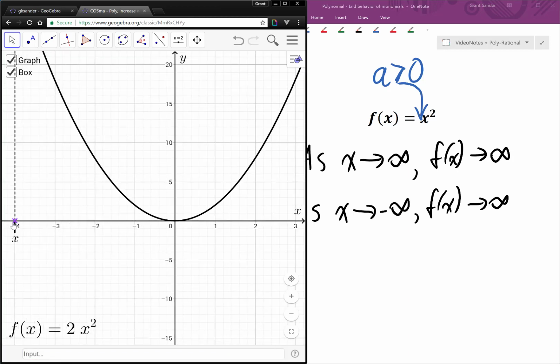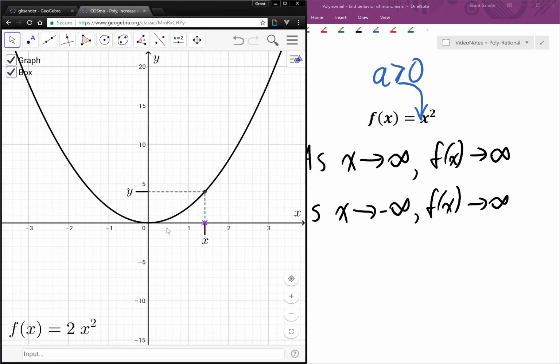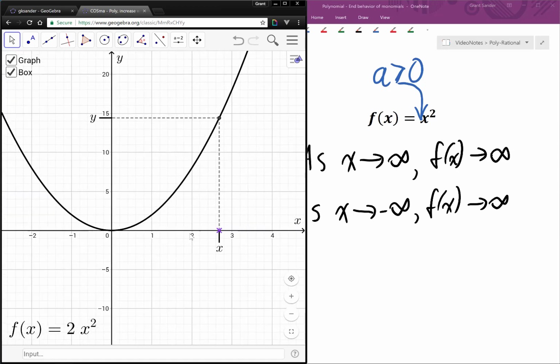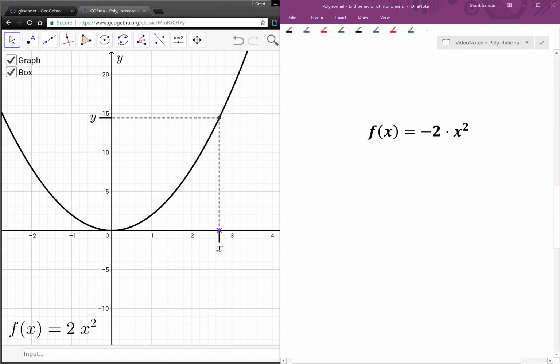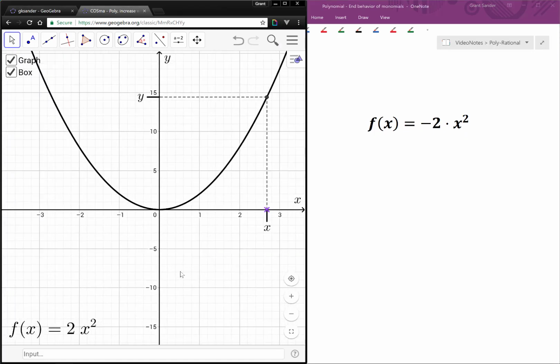When we look at this graph of 2x squared, it looks similar to what we just looked at before, but now as x increases, y increases twice as fast, and we still have this behavior of as x increases or decreases without bound, f of x is going to increase without bound. However, if we have a negative coefficient, so if we look at f of x equals negative 2 times x squared, things are going to change a little bit. So let's go ahead and look at that.